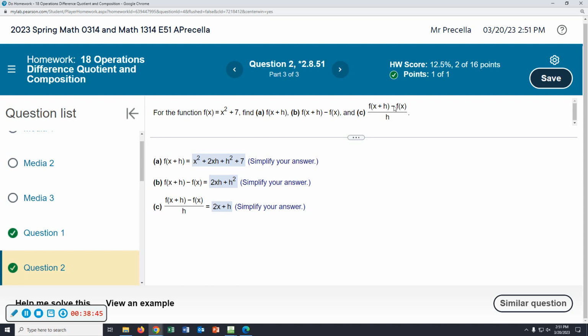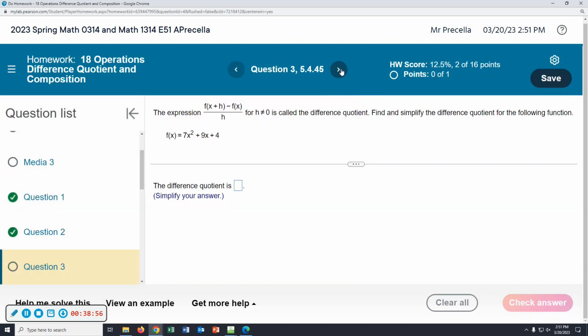Difference means subtraction because there's subtraction up on top. Quotient means division. We have a three-step process for finding it. How will we do this one here? Notice, it just says this expression, and it says h can't be 0 because what's the one number you can never have in the bottom of a fraction? 0. So this expression is called the difference quotient.